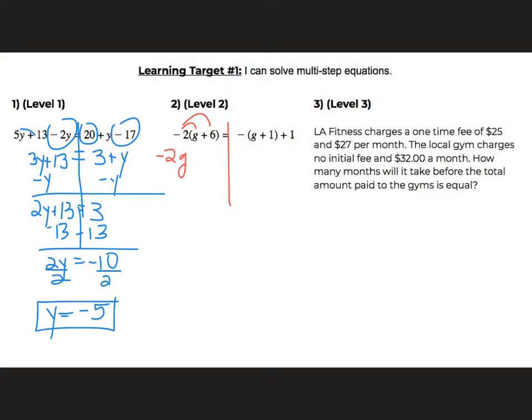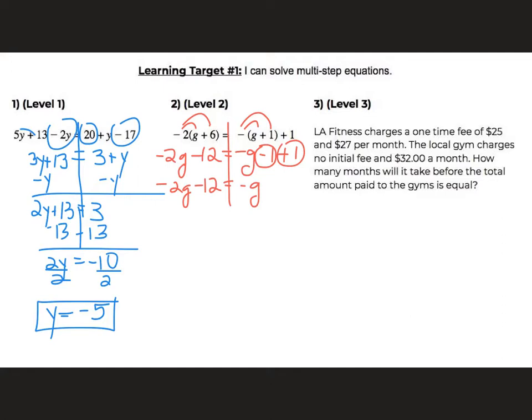So we'll have negative 2g minus 12. And this is kind of like a negative 1 going through the parentheses. So we'll have negative g minus 1 plus 1. Now from here, we can simplify on that right-hand side. We'll have negative 2g minus 12 equals negative g. Negative 1 plus 1 is 0.